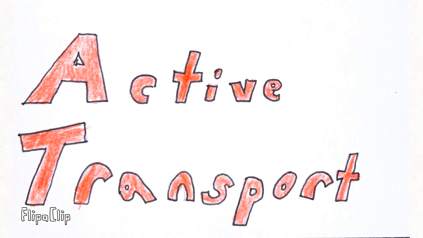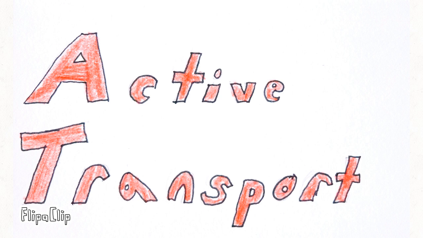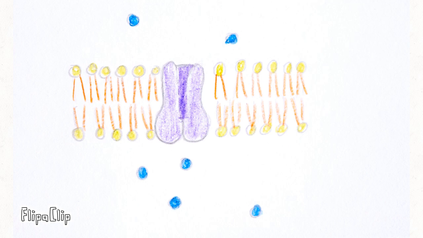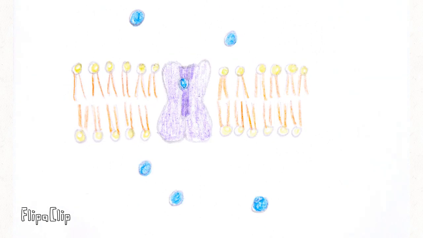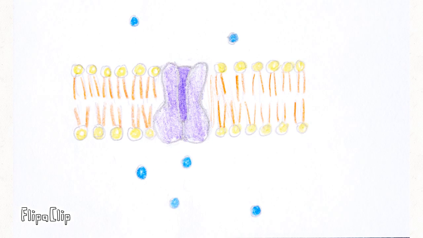And finally, we get to active transport. This is the movement of materials against a concentration difference, which requires energy. Protein pumps are used to transport these materials across the membrane using energy from ATP.